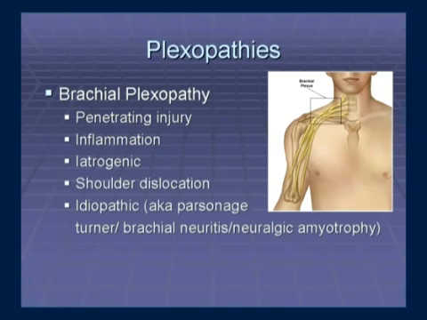By far the most common thing I see causing brachial plexopathy is something called idiopathic plexopathy, which is also known as Parsonage-Turner neuralgic amyotrophy and brachial neuritis. This is idiopathic, meaning we don't know what's causing it. You typically get very severe shoulder pain, and then after a day or two, the shoulder pain goes away and you have pretty significant weakness in your limb.